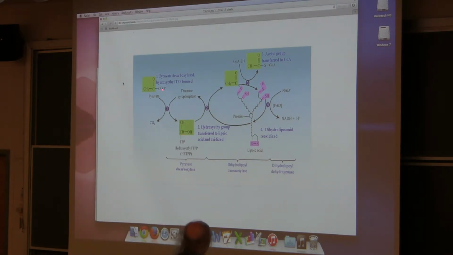So, decarboxylation occurs. Thiamine pyrophosphate grabs the 2-carbon piece. The 2-carbon piece gets passed off to lipoic acid, and it's in the passing to lipoic acid that the oxidation occurs. So decarboxylation first, oxidation second.